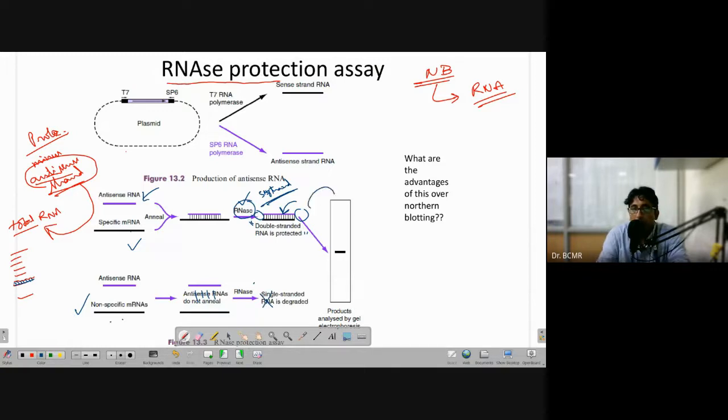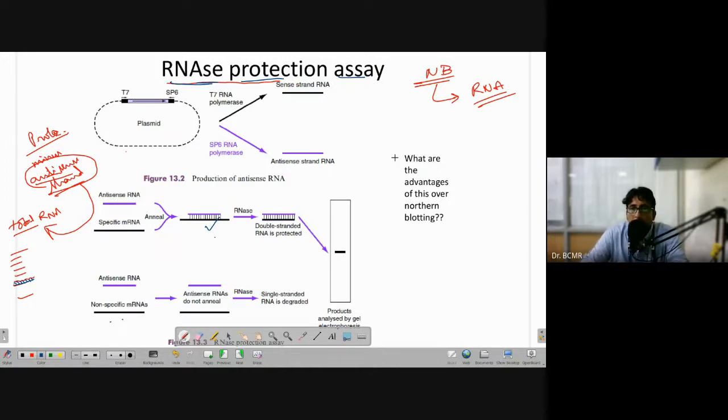And when you load such a sample, you will find one band that corresponds to the molecular weight of this double-stranded RNA. So now look at the technique again. RNAse, the name of the technique, RNAse protection assay. So we are adding RNA in such a way that it is providing protection to the RNA of our choice, of our interest, that is this one, right? So that is why it is called RNAse protection assay.